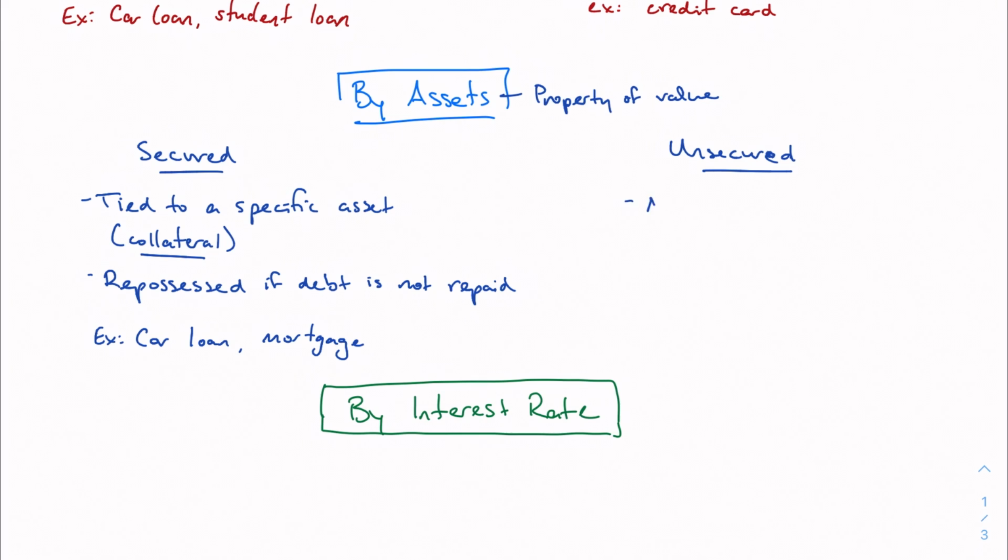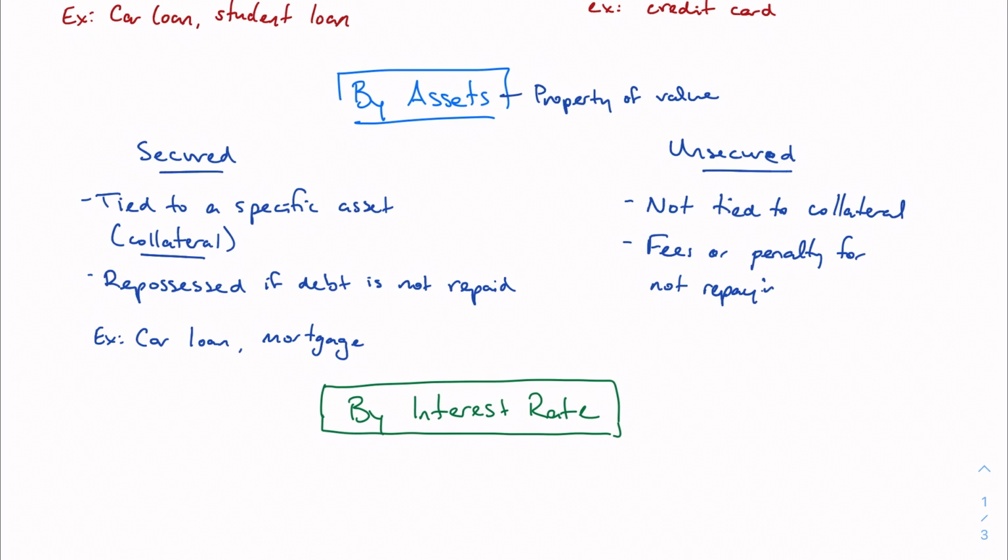Unsecured debt is not tied to collateral, which means usually instead there's some kind of fees or other penalty for not repaying your debt or the loan. So examples of this, again, would be like your student loan, would be like your credit card. Right? With a student loan, if I fail to pay my student loan, they can't come and take my diploma away. But they can make my life pretty miserable if I don't pay my debt. And that's something we're going to talk about when we talk about student loans in greater detail later on in the year.